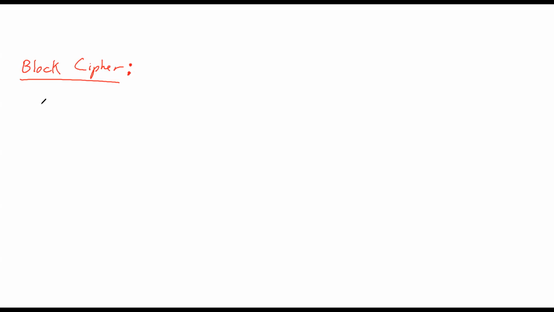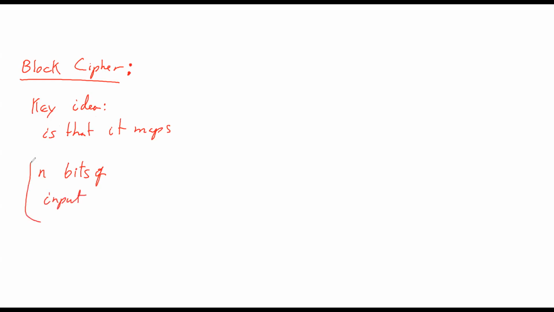So the key idea with a block cipher is the mapping. The key idea is that it maps n bits of input to n bits of output. So it's pretty simple, really.